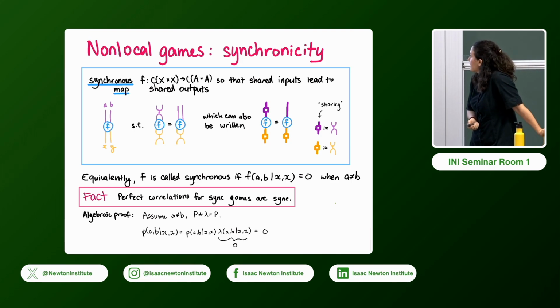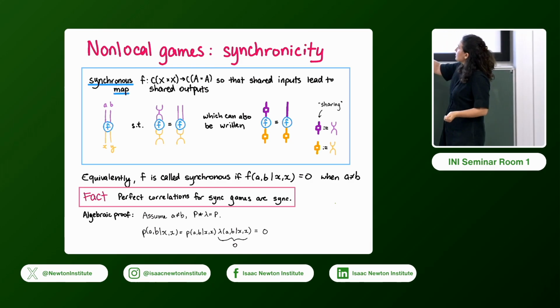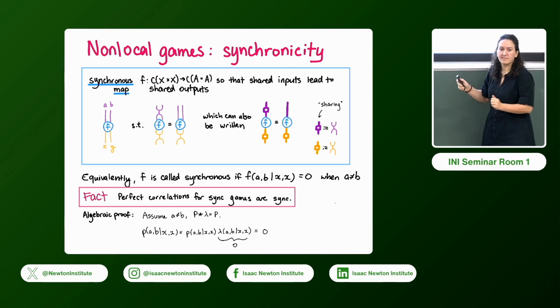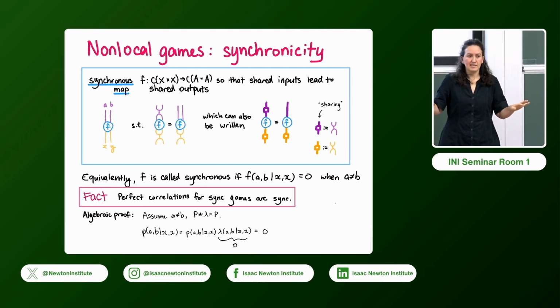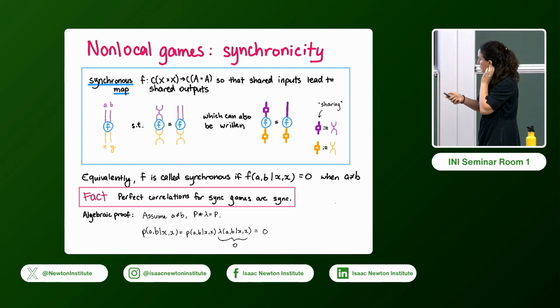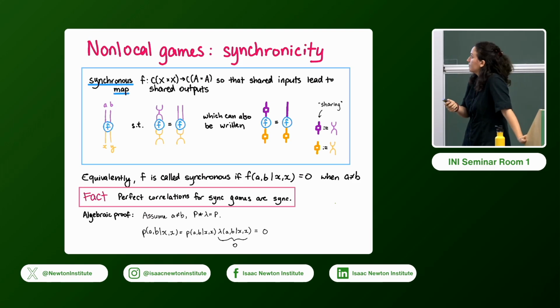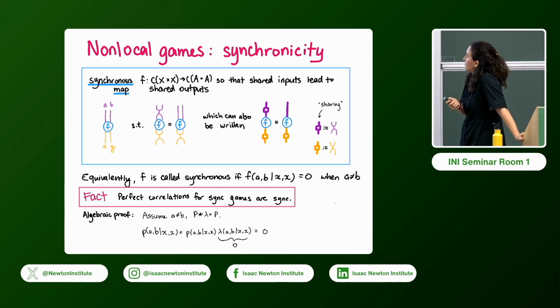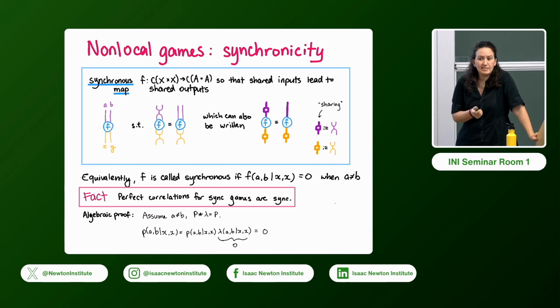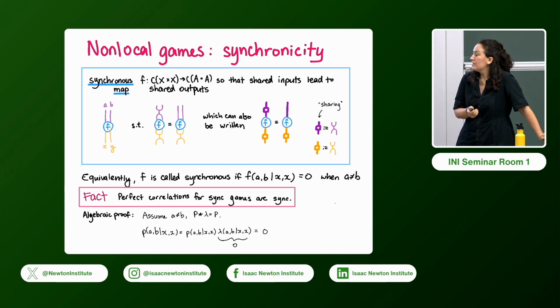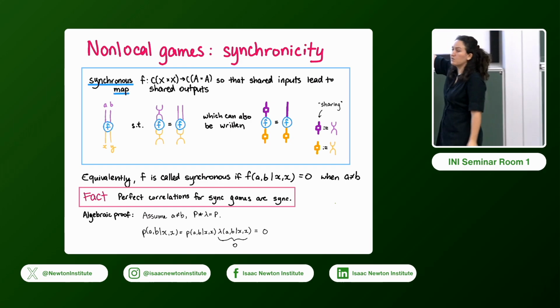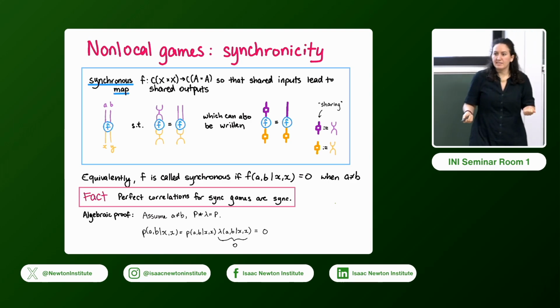And the first thing we can check is that if you have a perfect correlation for a synchronous game, it's synchronous. This is in the classical set, okay? This is just some algebraic check. And so if we want to generalize these things to quantum games, this is one of the first facts we might want to hold if we generalize the definition of synchronicity.